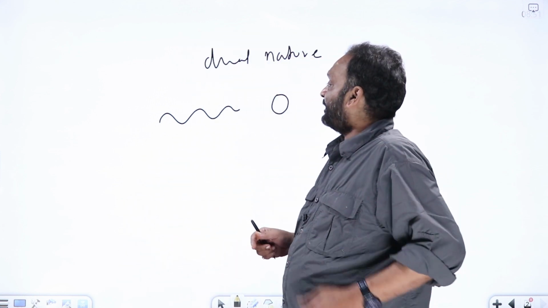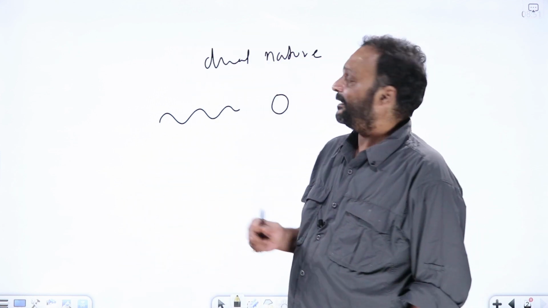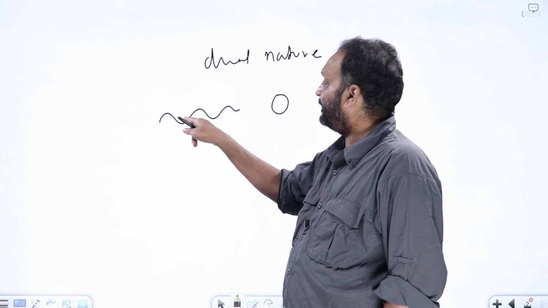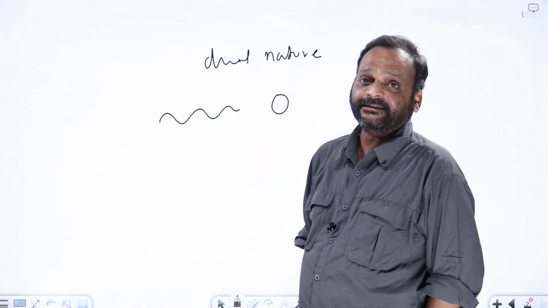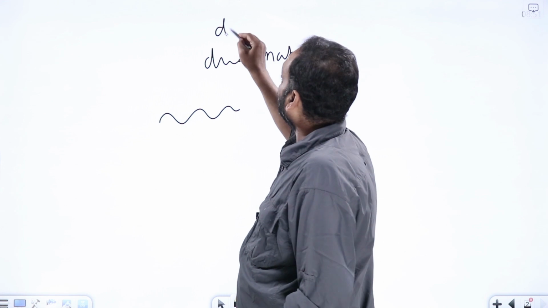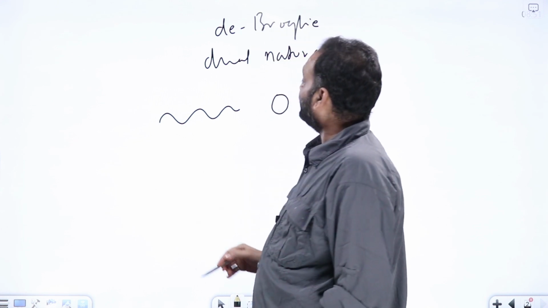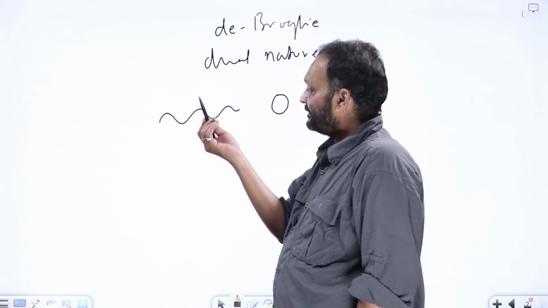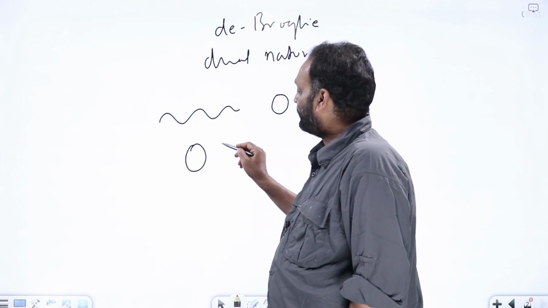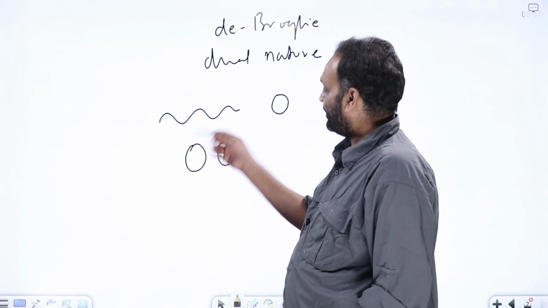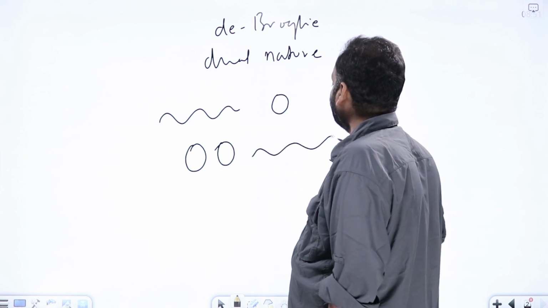Okay, the moment people accepted that light, which was thought to be a wave, can sometimes behave like a particle, immediately a scientist called de Broglie, Louis de Broglie, we say, said that material particles like this pen or electron or proton or a chalk piece also should behave like waves.